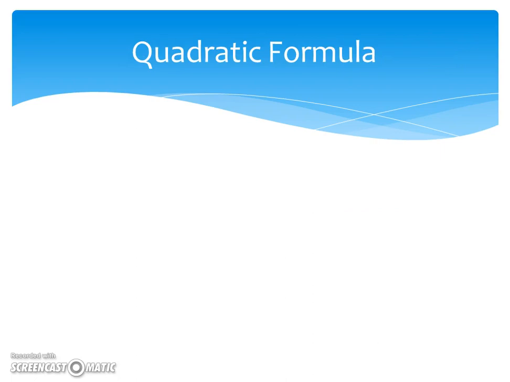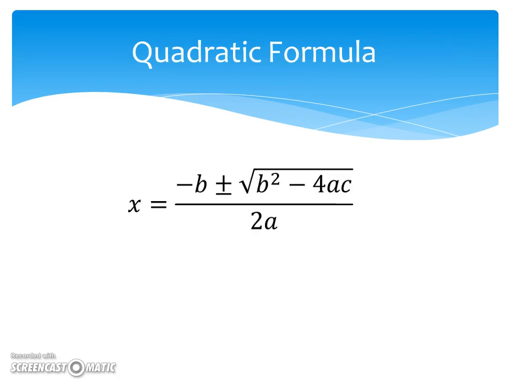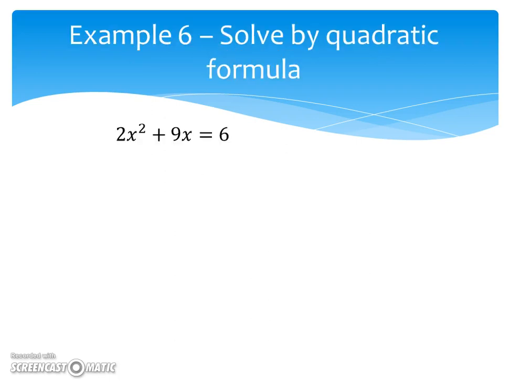Sometimes factoring doesn't work. When that happens, use the quadratic formula, which is x equals -b plus or minus the square root of b squared minus 4ac all over 2a. So let's see that in action. Here, first thing, you always have to set it equal to 0 first. So we're going to subtract 6 on both sides to get it set equal to 0. Our a is 2, our b is 9, our c is -6.